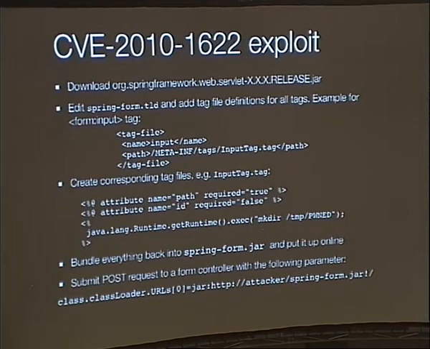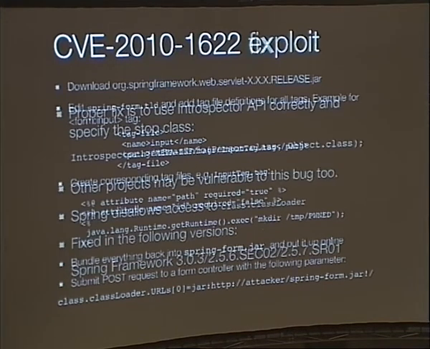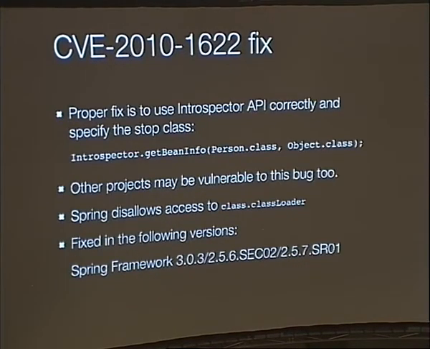The way you would correctly fix this, at least you would think so, would be by supplying a stop class, like in this case here. So we say, get us the bean info of the Person class, but stop at Object. Don't show us any object attributes. Guess how they fixed it? Spring simply blacklisted class.classLoader.